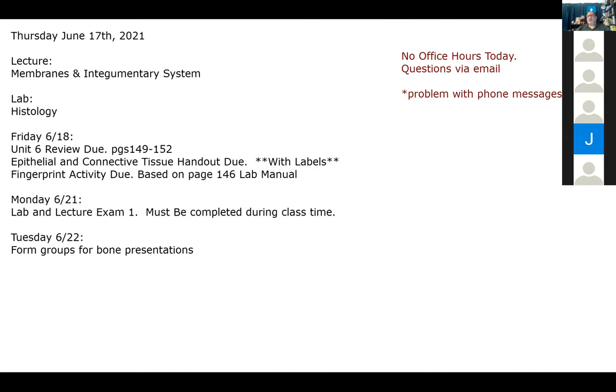Let's get to the important stuff. The important stuff is that as the schedule starts to get shorter, that means it's starting to get scarier because we are closer and closer to the exam. Two more lectures today and tomorrow. Today we are going to finish up our tissues. We've talked about epithelial tissues and connective tissues. Now we're going to put them together to make some membranes.